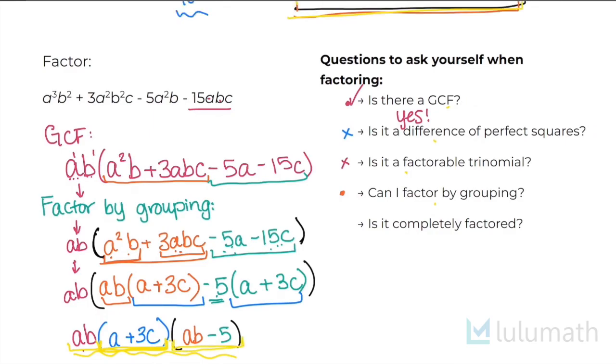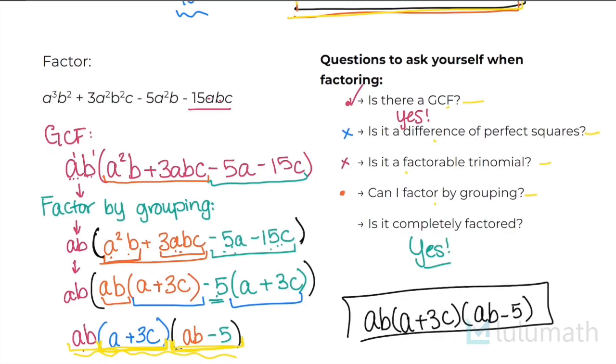For our last factor, there is no GCF because nothing is in common with the AB and the negative 5. It is not a difference of perfect squares because although there's subtraction and although it's a binomial, AB is not a perfect square and 5 is not a perfect square. It's not a factorable trinomial because it is a binomial, and I can't factor it by grouping because there are only 2 terms. So the answer to whether or not it is completely factored is yes, because I can't take any of my factors any further. Therefore, AB times A plus 3C multiplied by AB minus 5 is my final answer.